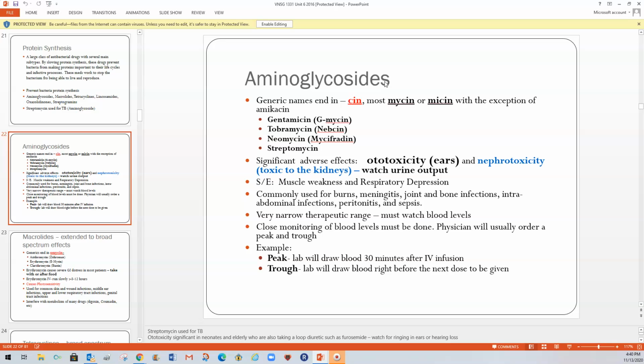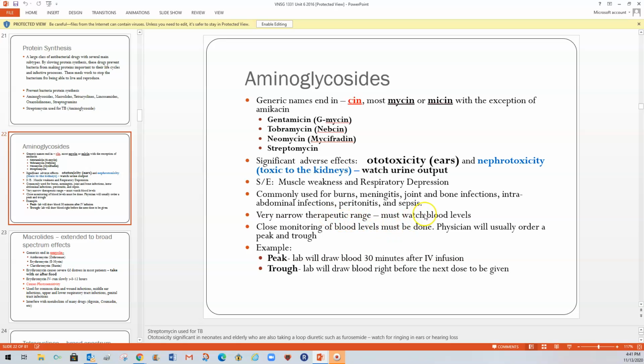They can injure the ears and the kidneys, cause muscle weakness, respiratory depression. They're commonly used for burns, meningitis, joint and bone infections, intra-abdominal infections, peritonitis, and sepsis. And so you see that this is a stronger bacteria that they're trying to fight. Sepsis is an infection throughout the entire body. So that's when the doctors will start ordering gentamicin, tobramycin, etc.